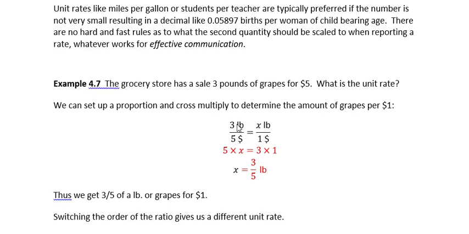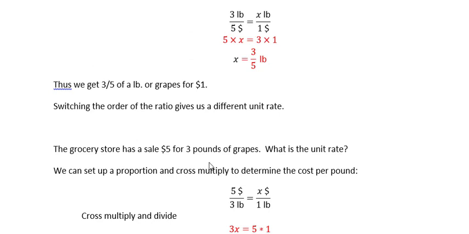Well, you can set the proportion up: pounds, dollars, cross multiply, and divide. But the other thing you can do is just divide 3 by 5. Any number over 1 is itself, so 3/5 equals the number of pounds, which is 3/5. So we get 3/5 of a pound of grapes for $1. Pounds per dollar. It's still a rate. Switching the order of the ratio gives us a different unit rate.